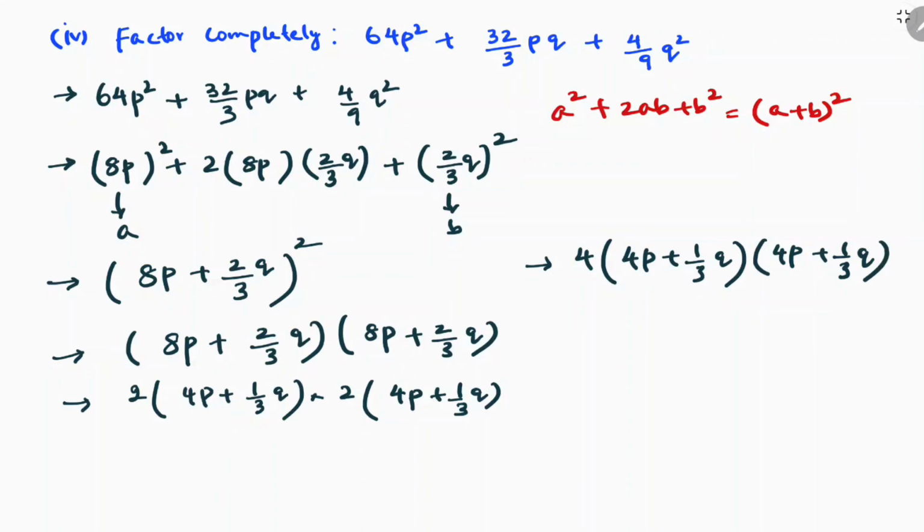You can write this way, or in the starting only you can take 4 common. You can do it in that method also. If you take 4 common at the start, this will become 16, this will become 8, and this will become 1. You can do that way also, or you can do it at the end.